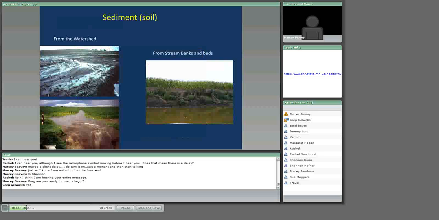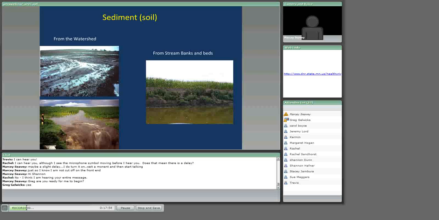One of the biggest pollutants that we see to our water in Iowa streams is in the form of sediment or soil. And this can come from the watershed, both from agricultural areas or urban areas, and it can also come from stream banks and beds.